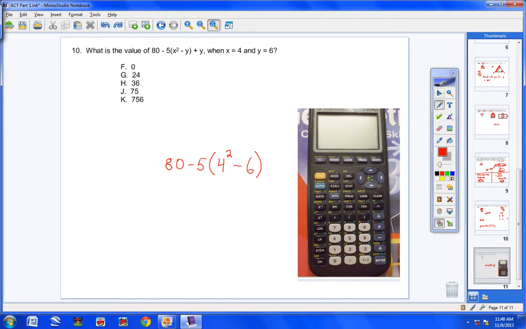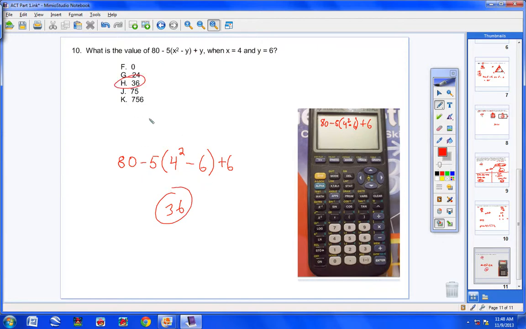Now notice next that I would have plus y. So a plus sign, and then for y I would have 6. So on your screen here it should look just like this. It should be 80 there, 5 parentheses 4 squared minus 6. Close your parentheses plus 6, okay? And then hit enter. And if you hit enter, up pops the answer, H, 36. There it is, 36.